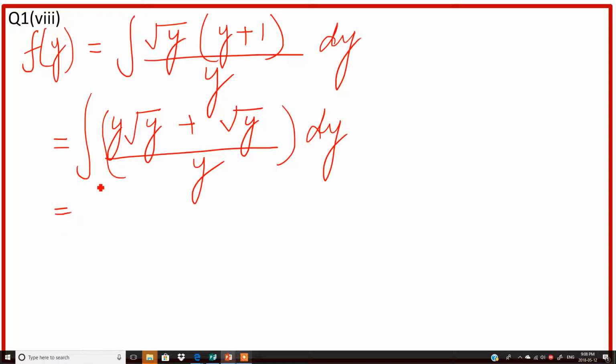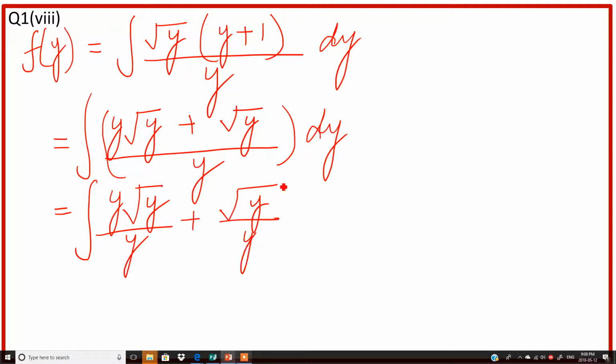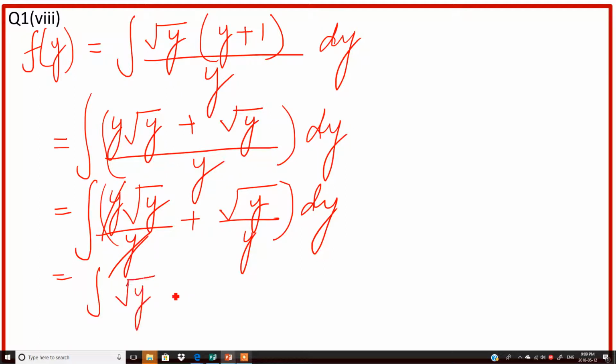Okay, in the next step, these are two terms, so individually you have to divide each term by y, as we have discussed in the last question, part number 7, and dy. So see, this will cancel. Only in the numerator we have under root y plus under root y, and then y by dy.